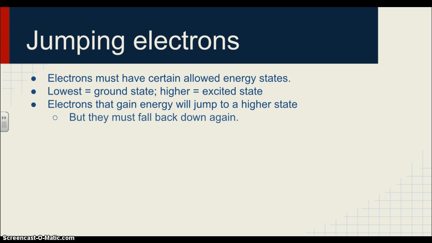And that's great, but they can't stay up there forever. They're going to have to fall back down. When they fall back down, they can only go to the certain allowed energy states. Certain allowed energy states, certain amount of energy will release a certain photon, and that photon will have a certain color associated with it, giving rise to those characteristic bands of emission spectrum that we saw earlier.